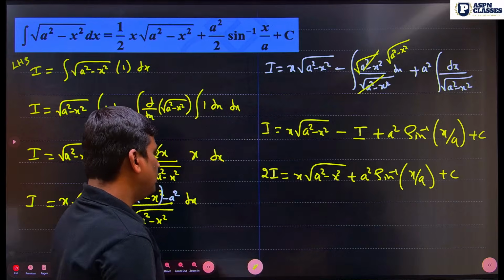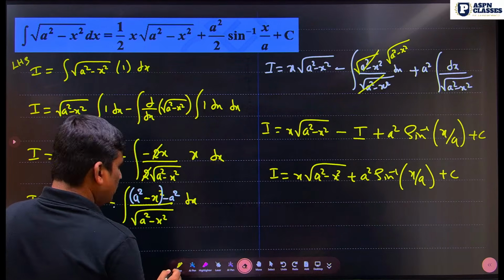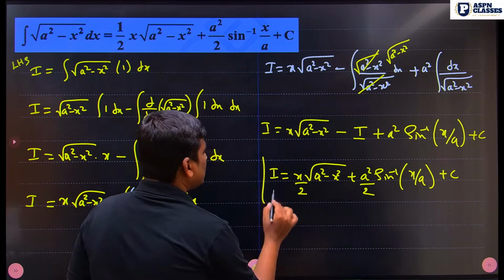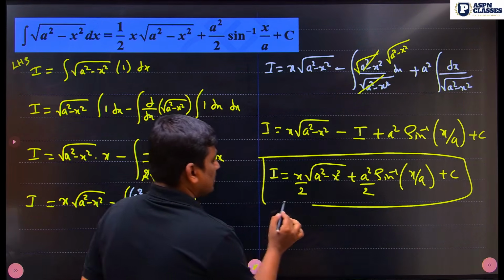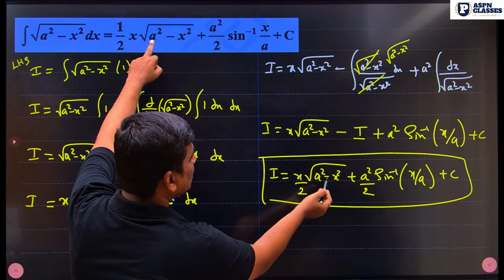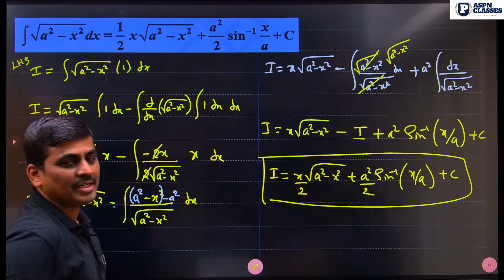So then you need to shift this 2 to the side. I'm going to erase this 2 shifted to the other side, it means divided by 2, here also divided by 2. This is your final answer. Okay, just check it now. The main important thing: x by 2 root of a square minus x square plus a square by 2 sine inverse of x by a.